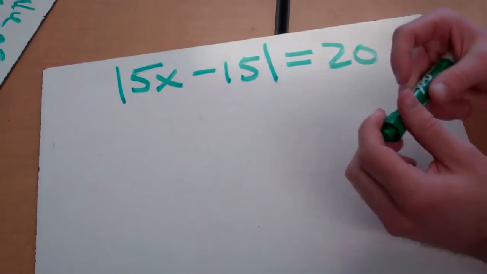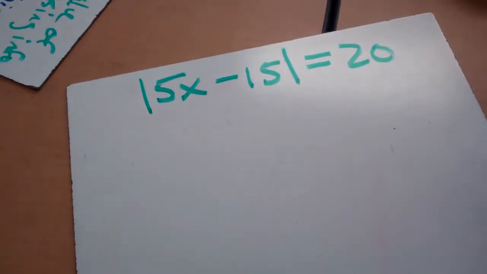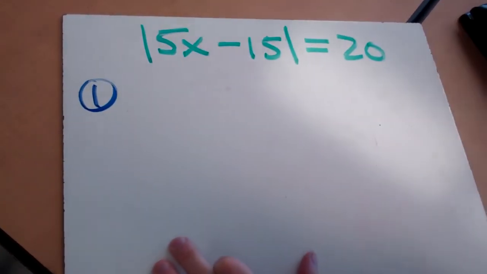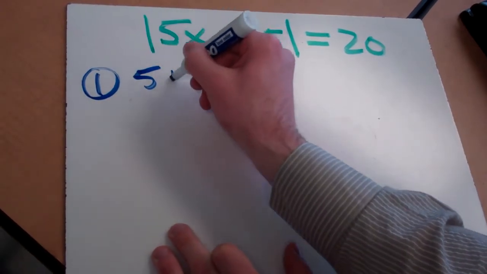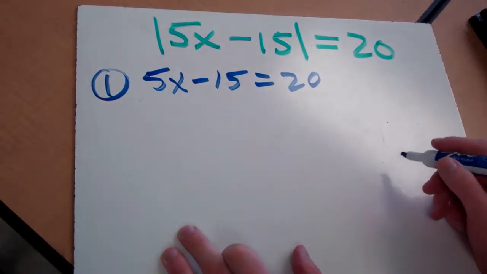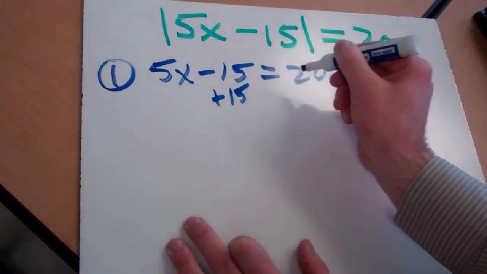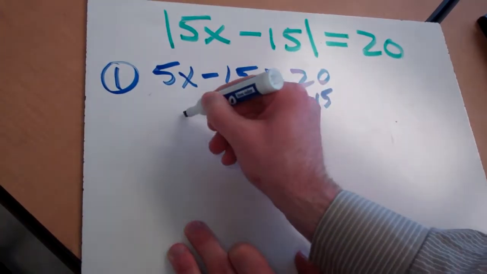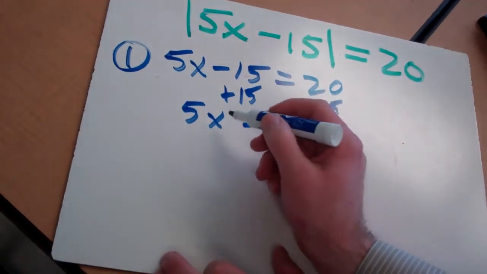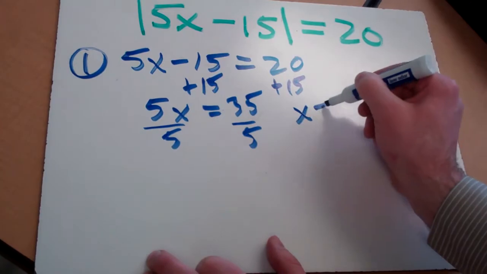So the first thing we need to do is set up two equations. The first equation, let me get another color, Mr. Kent. Good teamwork. The first one we're going to set up, we just take away the absolute value sign. So we're going to keep it 5x minus 15 equals 20. All right, that's our first equation. Let's find the solution. Let's add 15 to both sides to undo the subtraction. So 5x equals 35, and let's undo this multiplication. Divide by 5, divide by 5, x equals 7.